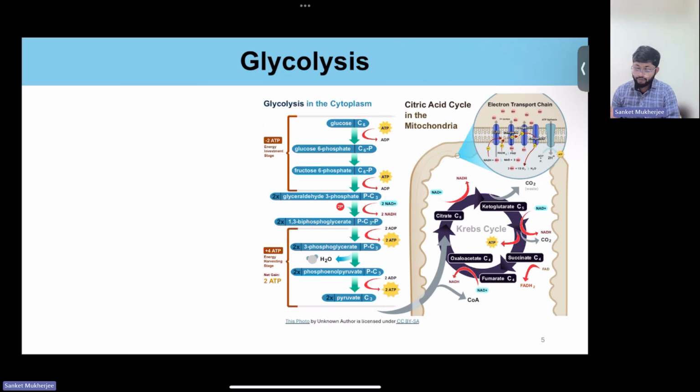So glyceraldehyde 3-phosphate is converted to 1,3-bisphosphoglycerate in this reaction. So this is the sixth reaction, and the enzyme is glyceraldehyde 3-phosphate dehydrogenase. Seventh enzyme: it converts 1,3-bisphosphoglycerate to 3-phosphoglycerate by phosphoglycerate kinase.